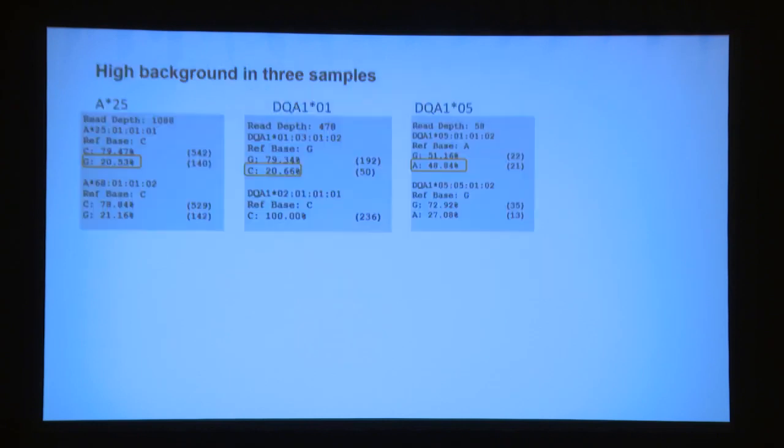We just noticed 3 samples out of the 24, which I highlighted here, had slightly higher background. For example, the first one, A25, has 20% of reads that were just noise or background. But the majority call, almost 80%, has 542 depth, so it's sufficient to give you confidence that the C is the right call. The same scenario applies to DQ alpha A1. The last example was a split. It was not just a high background; when it reached 50-50, the software considered it a novel allele. But because the number of reads is only, I think, 22 and 21, we know that this is not a novel allele, and this sample just needs to be repeated.